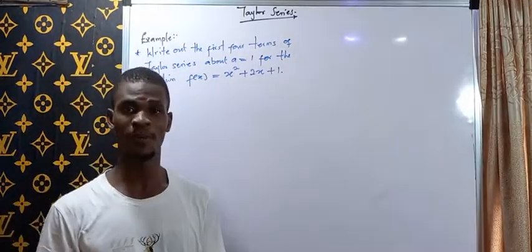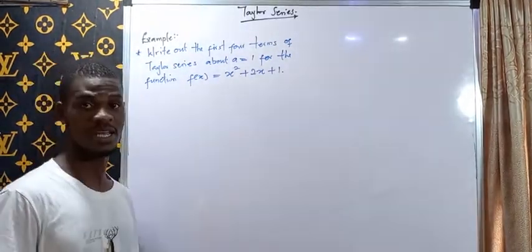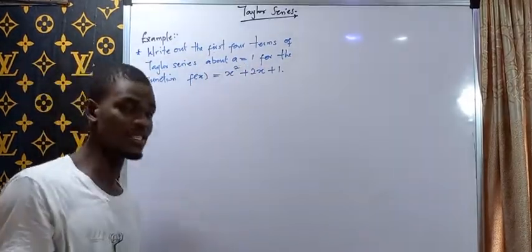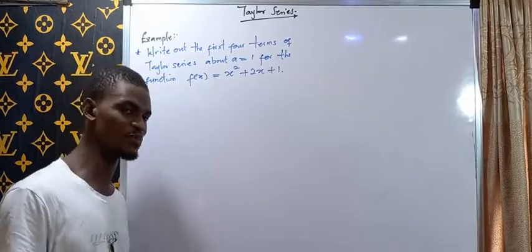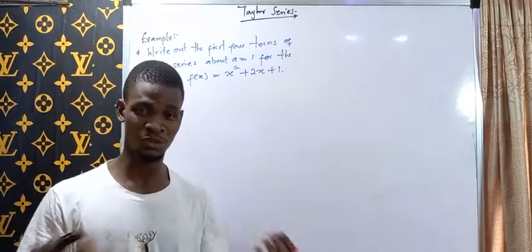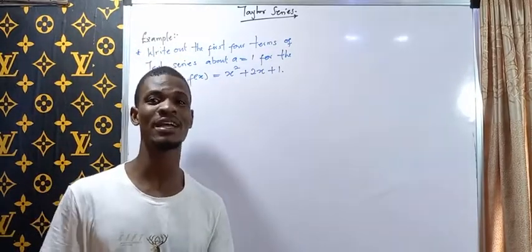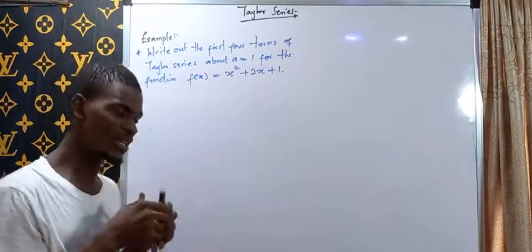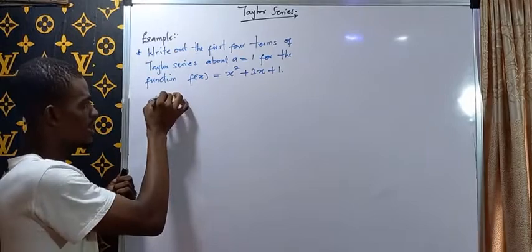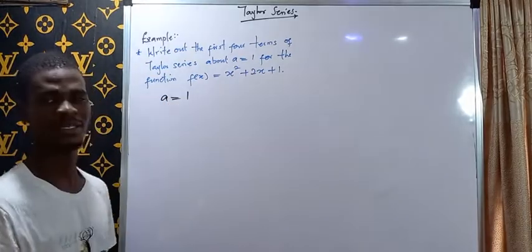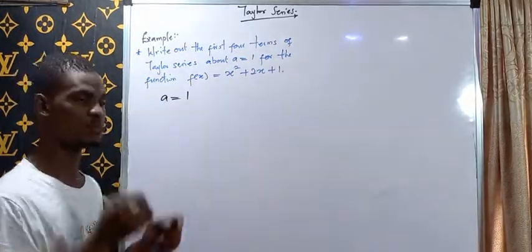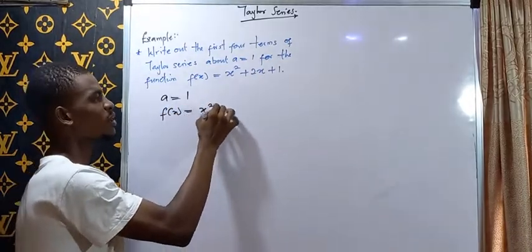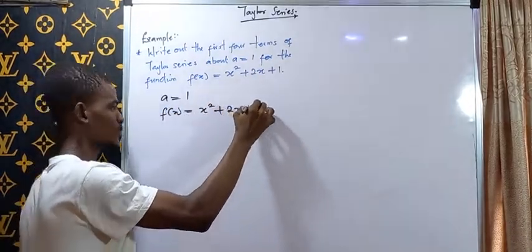Okay, another question on Taylor series. This question is from your past question. The question says write out the first 4 terms of the Taylor series. First 4 terms. You know the expression, you know the formula, you've been able to understand the concept behind the formula. So this should be very easy. About a, you must be given a. About a is equal to what? 1, for the function f of x. What is my function? The function is equal to x squared plus 2x plus 1.